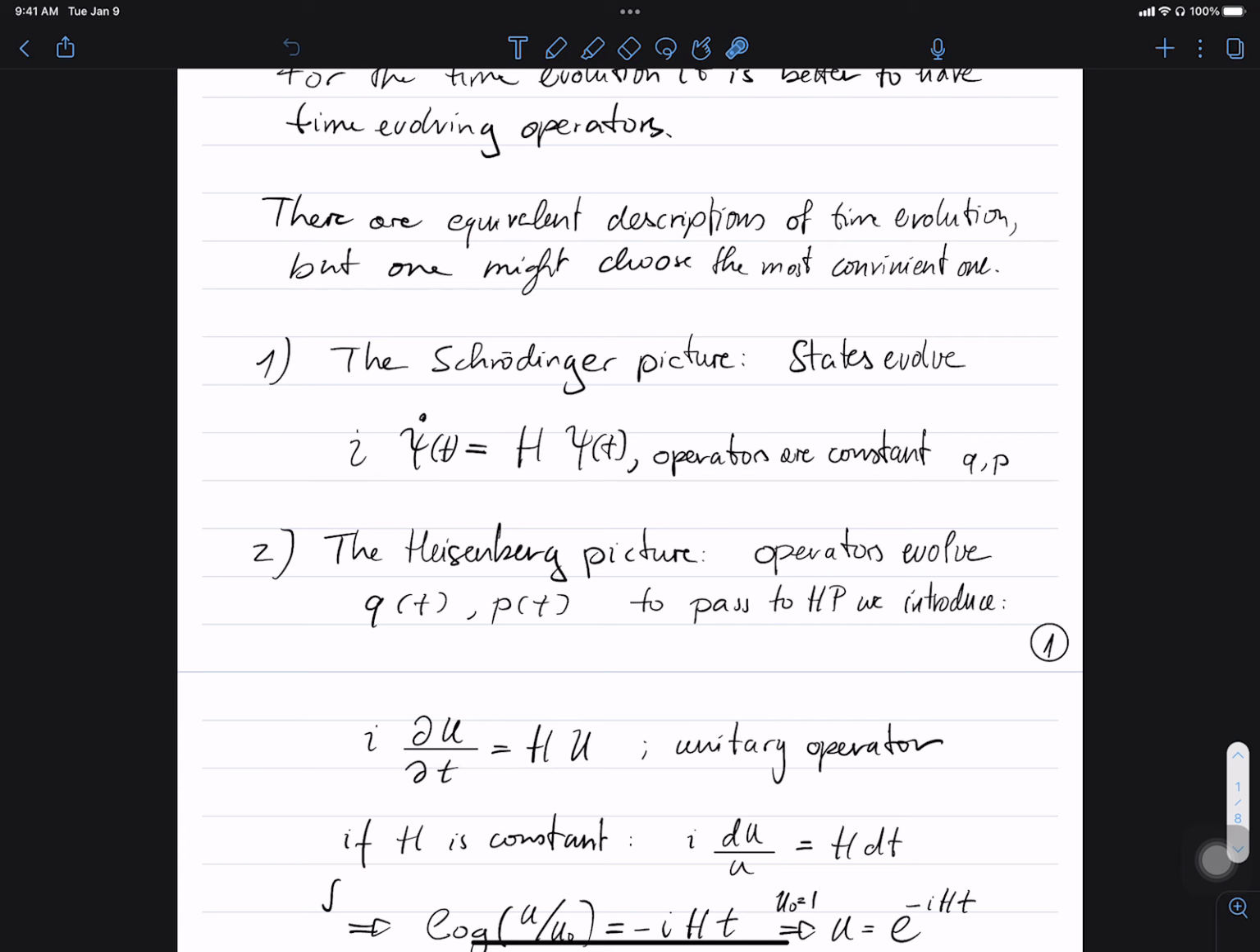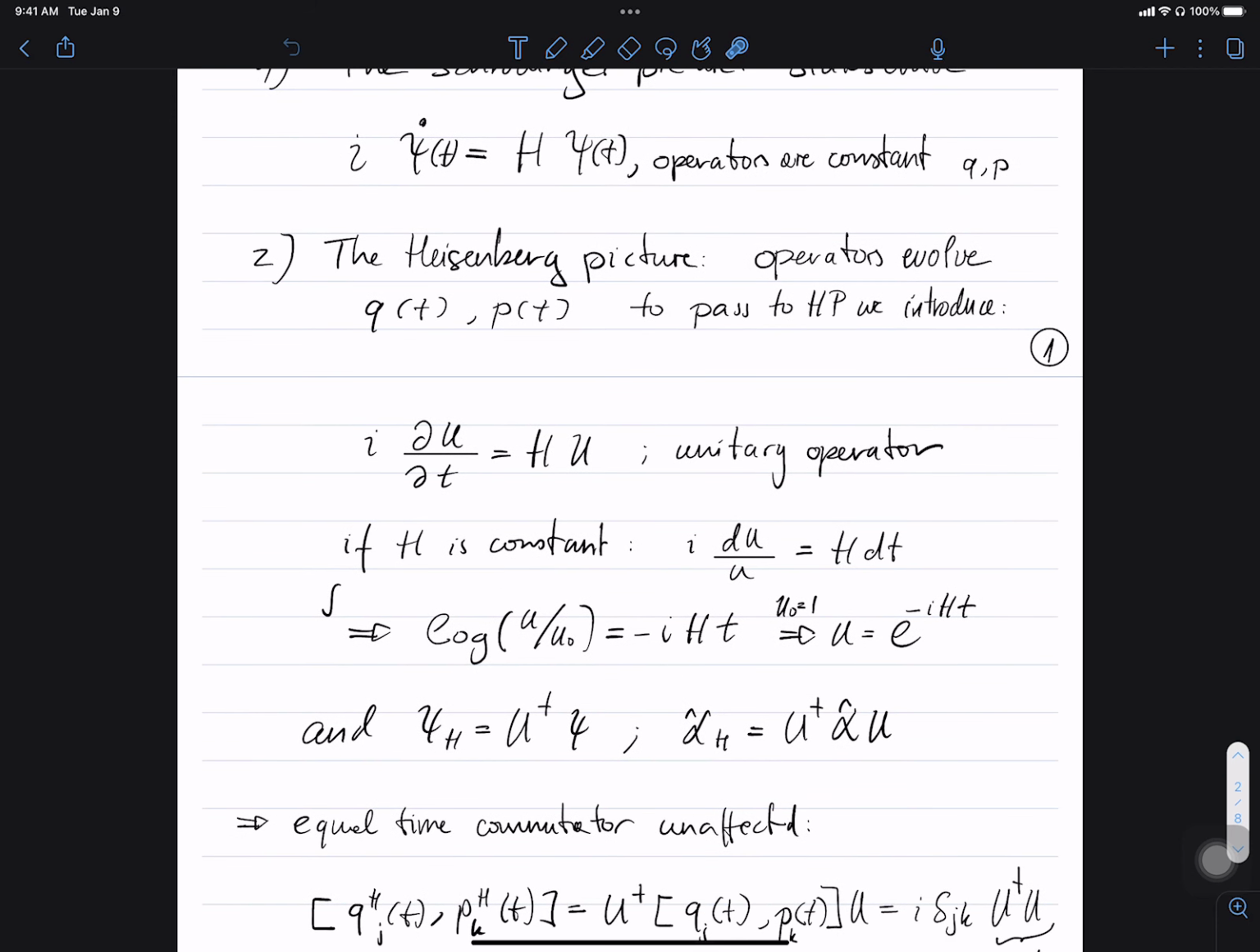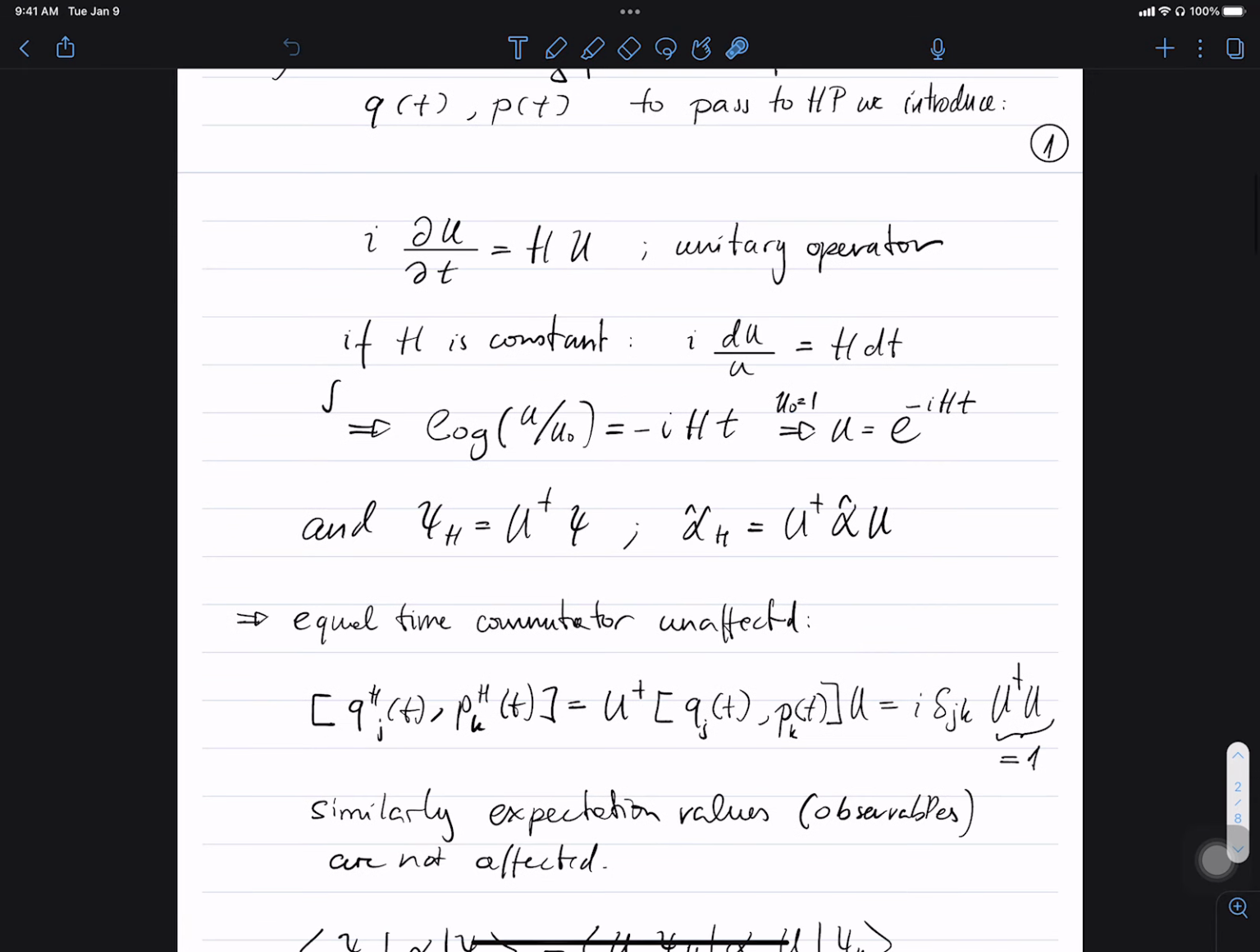Then there's the Heisenberg picture, where the operators evolve and the states are constant. The pictures are completely equivalent, and we can show that by introducing a unitary time evolution operator U defined by this equation: the derivative of U times i is given by the Hamilton operator acting on U. Now, if the Hamiltonian is constant, which it often is, the equation can be integrated and U is just the exponential of negative iHt, where H is the Hamiltonian operator defined in the appropriate way.